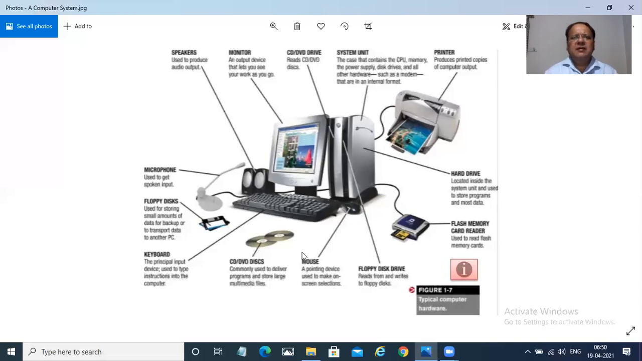And then after that, we all have seen CD and DVD disc. All of you are familiar with CD and DVD disc. You can see these CD and DVD disc, which I will explain in detail in my next classes, which are going to follow up. We have the keyboard over here.